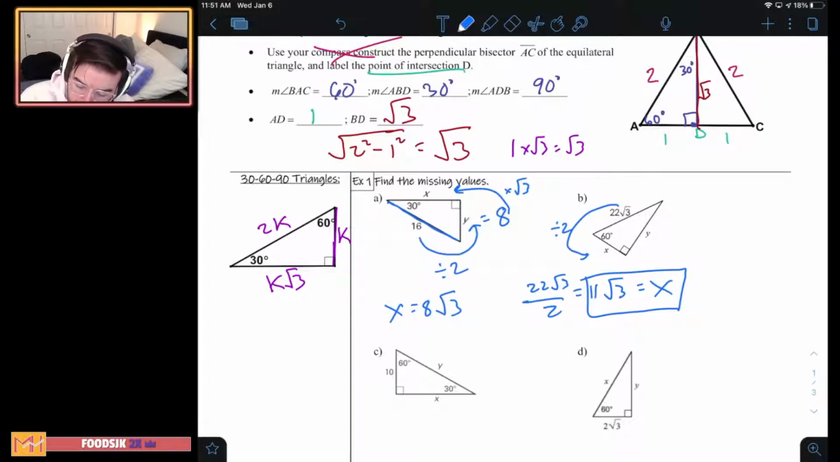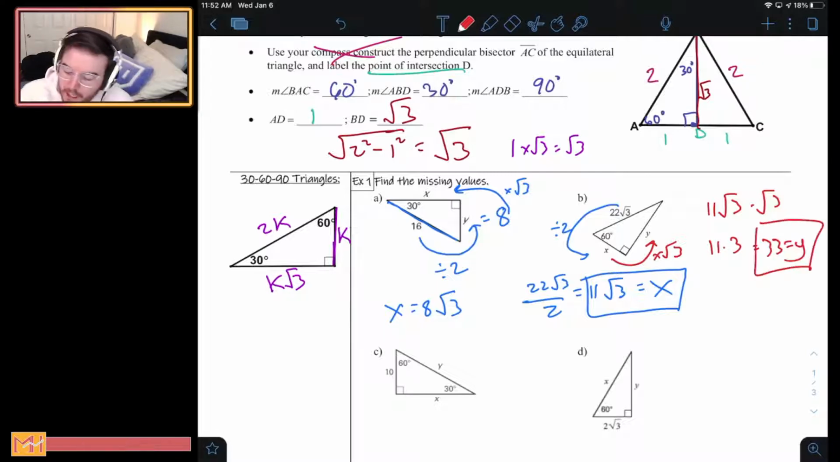That's the short leg. And then how do we go from the short leg to the long leg? You multiply by root 3, just like we did over here. And when you do 11 root 3 times root 3, well, voila, root 3 times root 3 just becomes 3. So 11 times 3 is 33, and that is your y value. So does it look the same? No. But I'll say it once more, it follows the same mathematical order, okay?